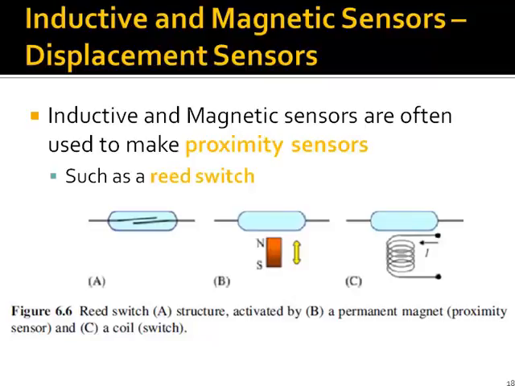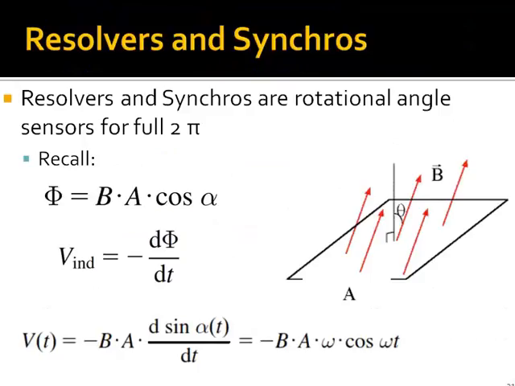This kind of a sensor can also be made to be activated not by a magnet, but by a coil of wire. The other type of inductive sensor that's common in robotic applications is a type of sensor that's called either a resolver or a synchro. These two types of sensors are very similar to each other, and they're both used to measure rotational position and velocity.